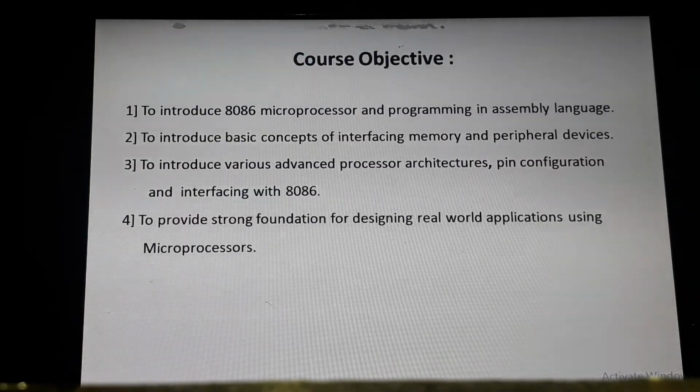First, the objectives of this subject. The first objective is to introduce the 8086 microprocessor and programming in assembly language. The second objective is to introduce the basic concepts of interfacing memory and peripheral devices. The third objective is to study various advanced processors, their architecture, pin configuration and interfacing with 8086. The fourth objective is to provide a strong foundation for designing real world applications using the microprocessor.